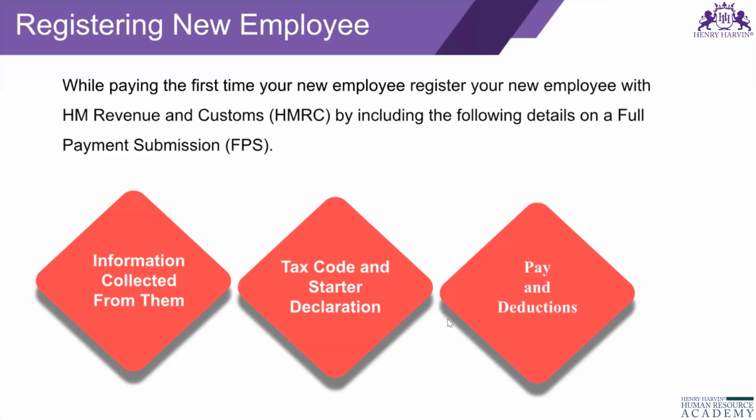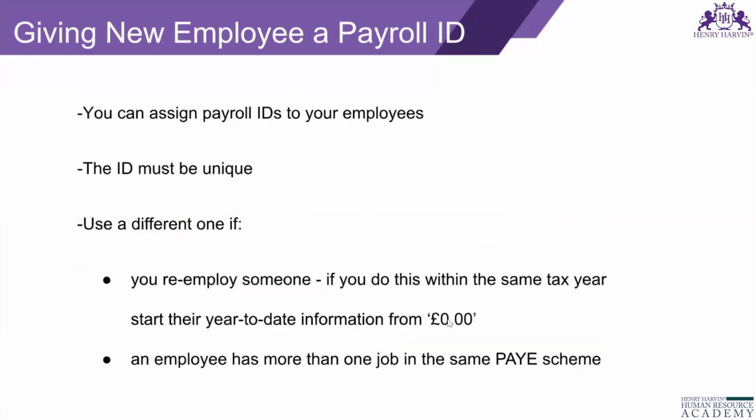Then payment and deductions. Whatever payment we have made to the employee, like salary, any allowances, any overtime, will be included in the gross pay. That is the total pay in the FPS. Deductions like taxation, student loans, NICs, any court orders will also be mentioned in the FPS. So everything we report to HMRC every month or every week, whenever we do the payroll.